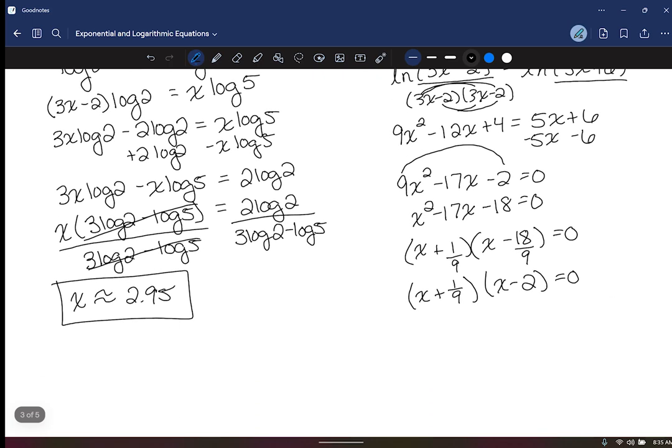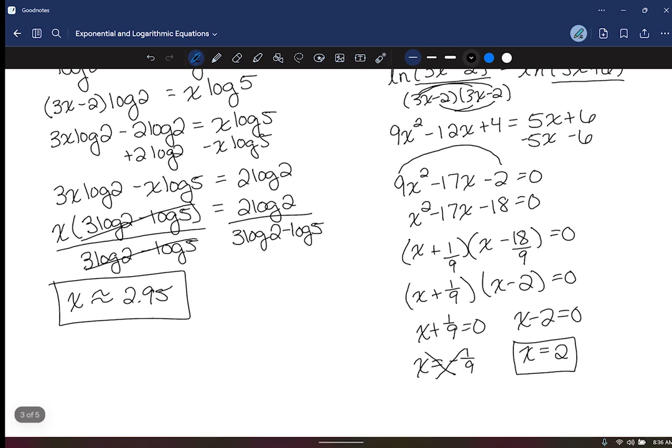Now I'm just going to set these equal to 0. That gives me negative 1/9 and positive 2. And if I check those, since I had a log in my original equation, the negative 1/9 is going to be extraneous. So 2 is our only answer that is correct.